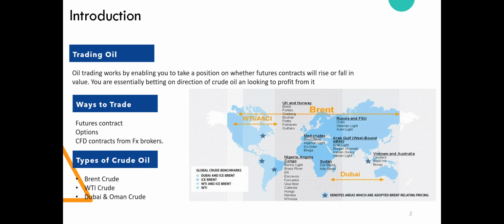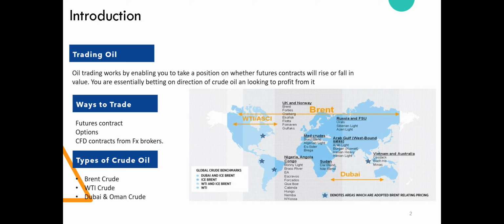So trading oil is essentially, oil is a commodity which is globally traded. It works by enabling you to take a position on whether the futures contract will rise or fall. Based on that you take a decision and take a bet, like any other stocks or futures or index. You are essentially betting on the direction of crude oil and looking to profit from it. Either you took a long or a short bet on the crude oil and we look to profit from it. But unlike index, there are certain variations which you want to be covering.